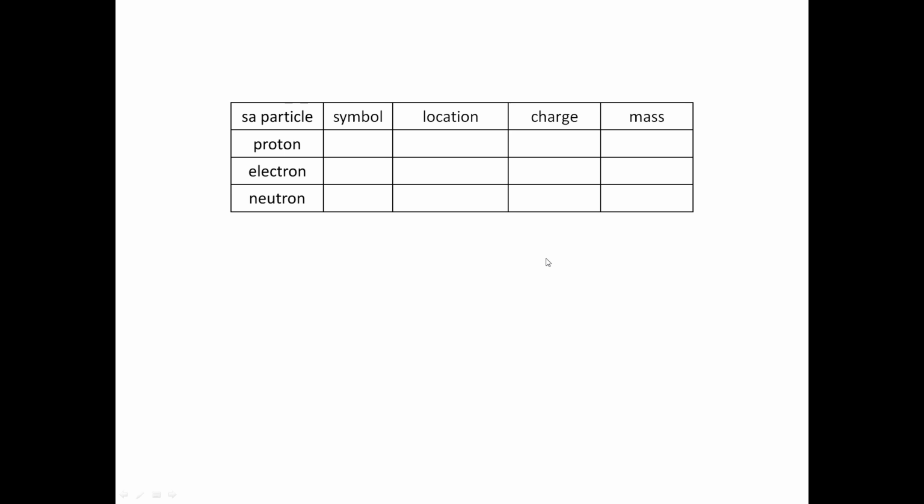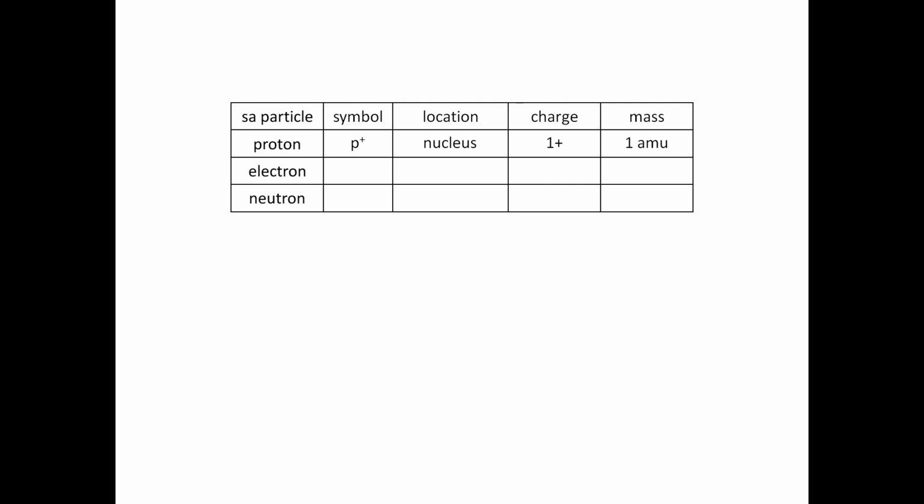We have the proton, which is symbolized with a lowercase p, with a plus sign in the superscript position. It is found in the nucleus, and it's got a 1 plus charge. Notice that it's a number and then the charge. The mass of a proton is given as 1 AMU, atomic mass unit. You can find the mass given in grams, but it's not a particularly useful number, so we're not going to bother with it.